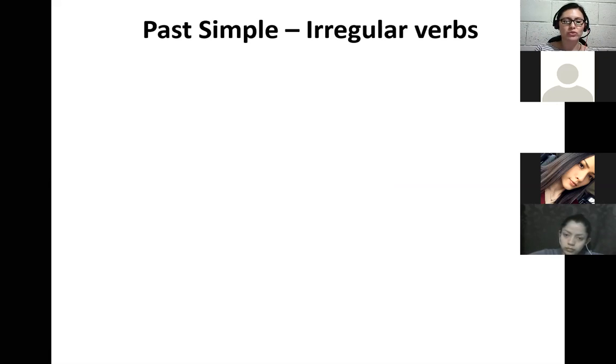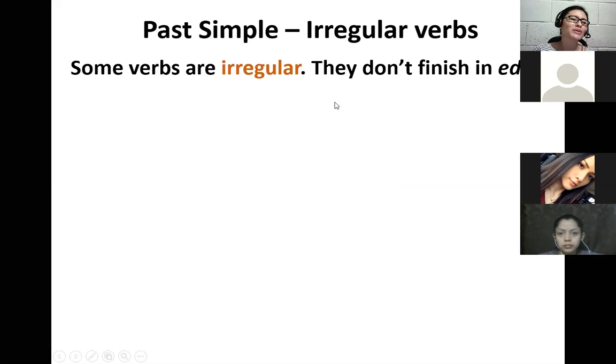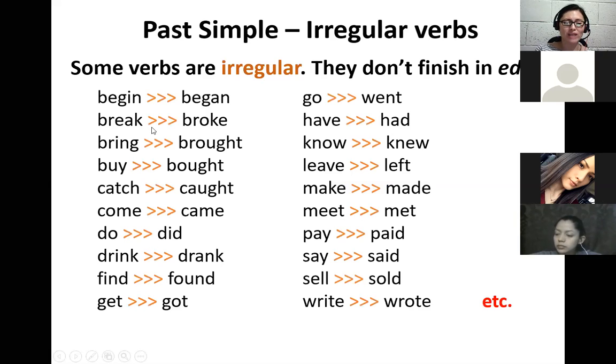Okay, so now we're going to talk a little bit about irregular verbs, okay? Now with irregular verbs, they don't finish in ED, right? So some verbs are irregular and they don't finish in ED. So we have some examples, right? Begin, began. Break, broke, bring, brought, buy, bought, catch, caught, come, came, do, did, drink, drank, find, found, get, got, go, went, have, had, know, knew, leave, left, make, made, meet, met, pay, paid, say, said, sell, sold, write, wrote.